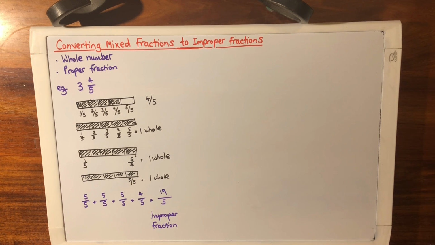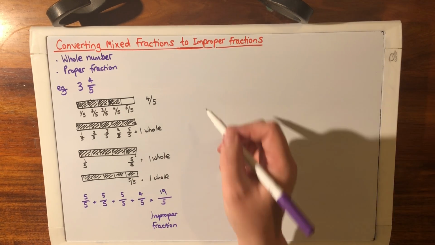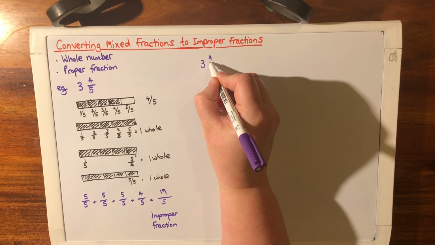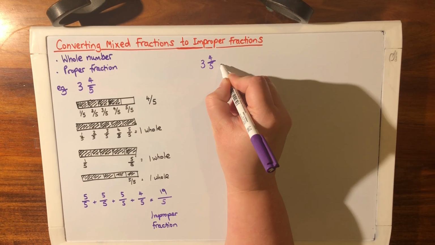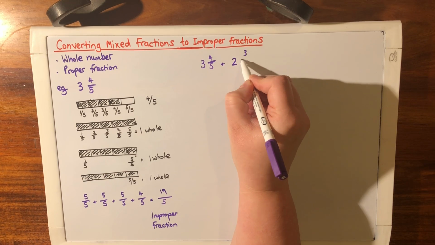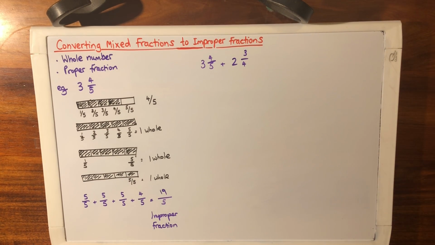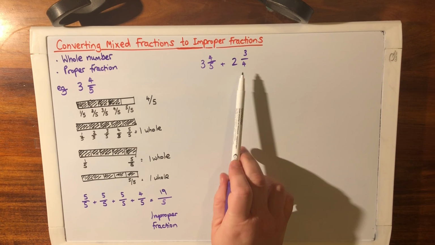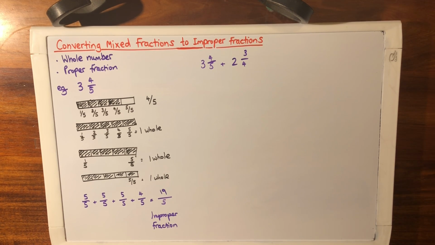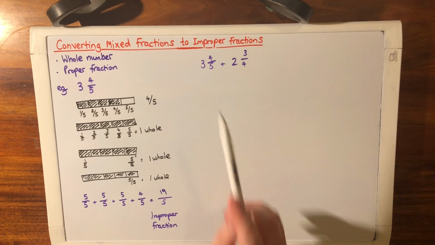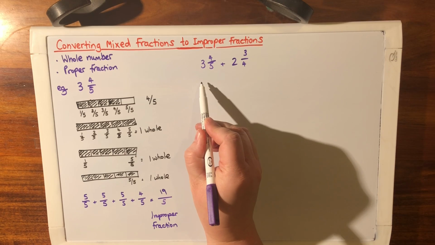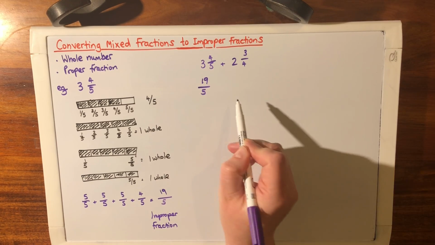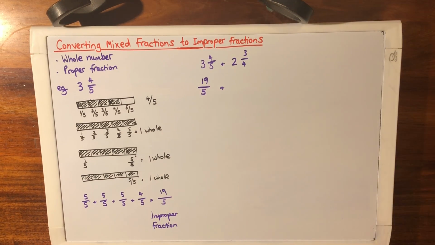Let's say we wanted to take this number, 3 and 4/5, and add it to another mixed fraction. So 3 and 4/5 plus 2 and 3/4, for instance. We can see that our denominators are not the same in this case. We need to make sure that those denominators are the same. We know that 3 and 4/5 is the same as saying 19 over 5. But what does the 2 and 3/4 really look like?